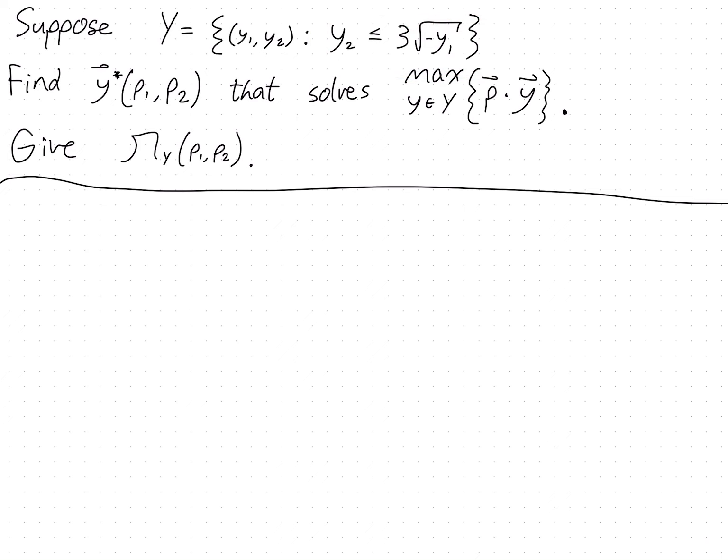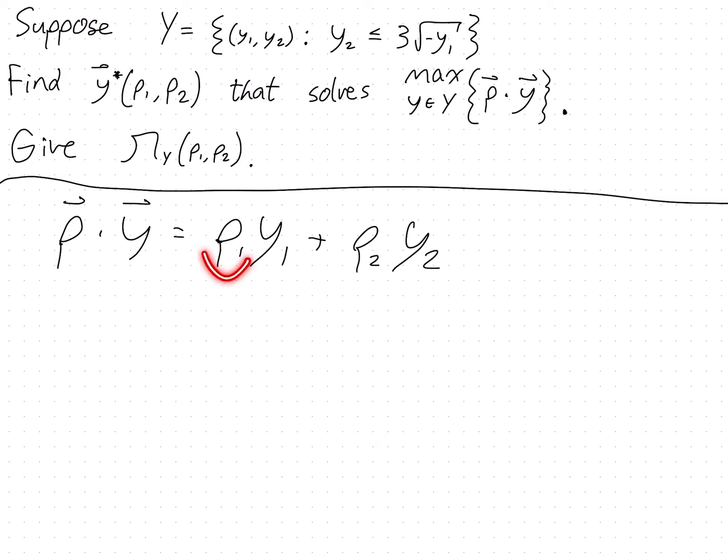And so the first thing I want you to notice is that p dot y is equal to p1 y1 plus p2 y2. And we assume p1 and p2 are positive because I don't know about you, but I've never seen prices that are $0 or negative. That would be pretty nice. So that means if we increase y2, the value of this whole equation is strictly going to increase.